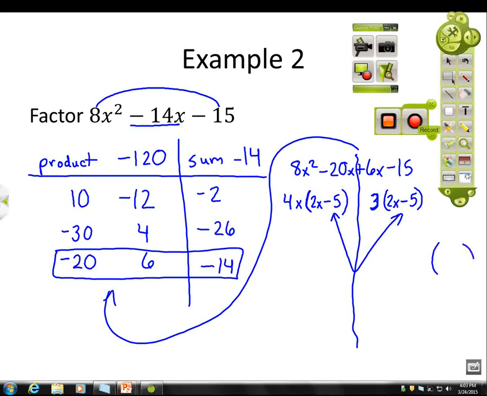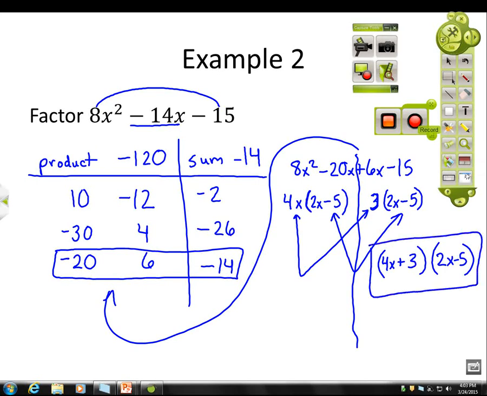So for your final factored answer, 2x minus 5 will be one of the sets of parentheses. The other set of parentheses will be created by your outside numbers, the ones that are outside the parentheses. So 4x, and then it's a positive 3, so plus 3. This will be your final factored answer. You can always double check to see if you factored correctly by going back through and multiplying again.